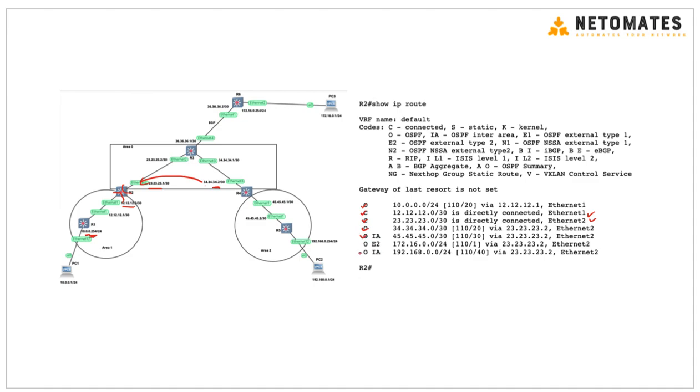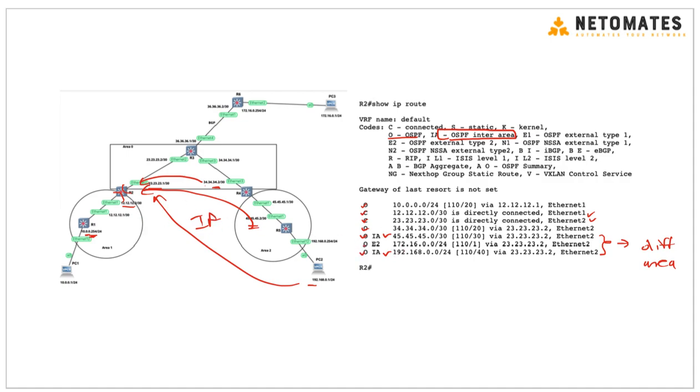The next type of route we can see is O with the flag IA. O is OSPF and IA is inter-area OSPF. These two routes are coming from different areas. If you observe, one is 45 and another one is 192.168. R2 is part of area 0 and area 1, and it does not have any direct relationship with area 2, but it is learning these area 2 routes, 45 and 192. So these two are inter-area routes because they are coming from a different area.